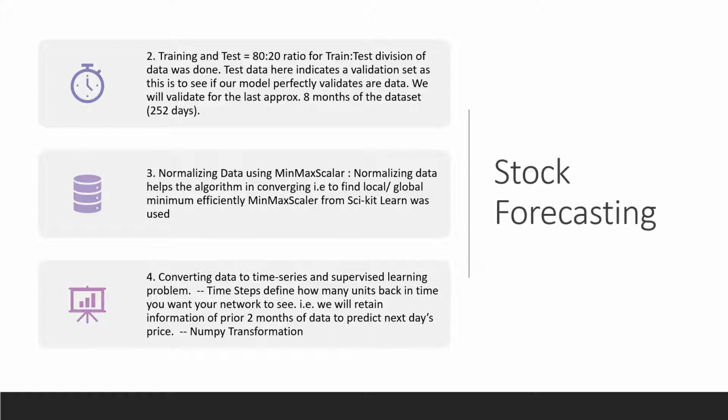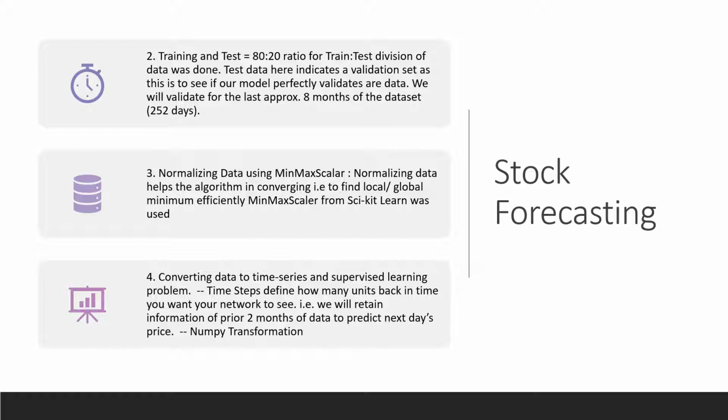The normalization of the data is also important because it helps in the converging of the local and global minimum. There is a function called MinMaxScaler from the scikit-learn package, which I have used for normalization.